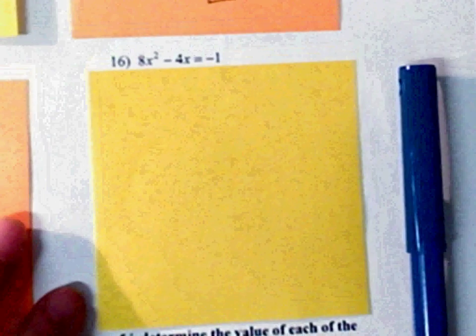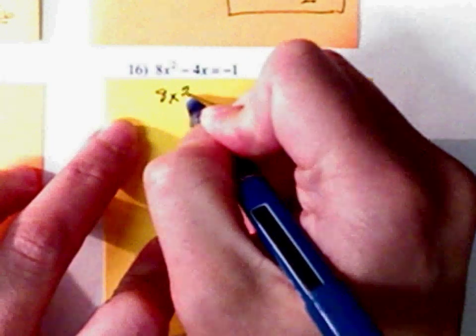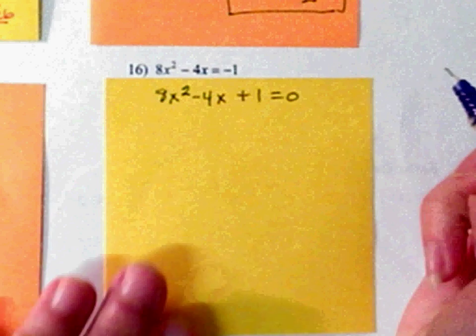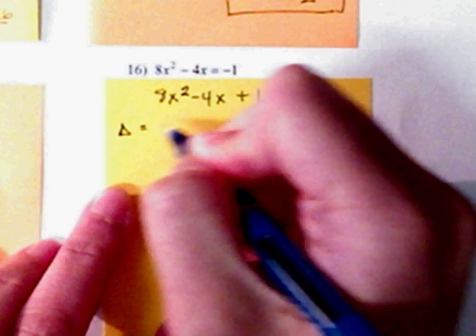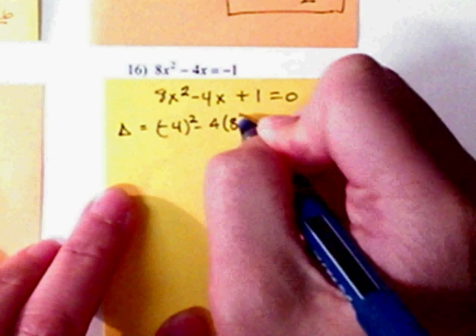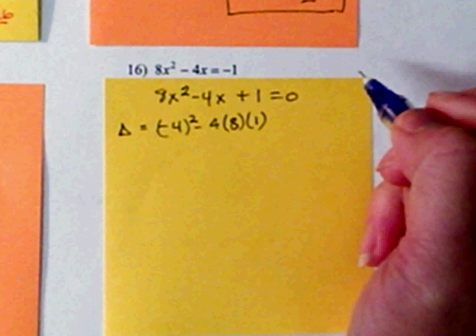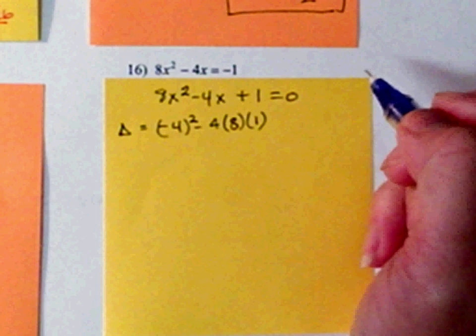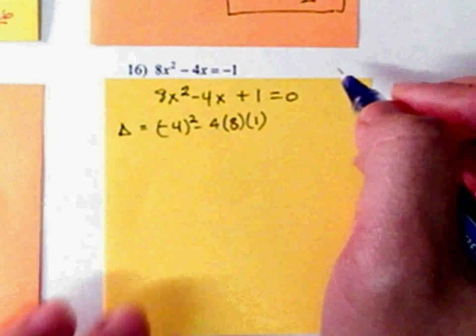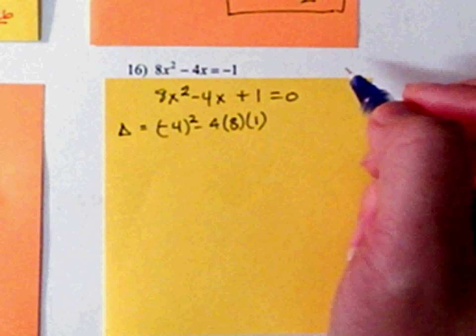Number 16. I'm going to move the 1 over. So my equation is 8x squared minus 4x plus 1 equal to 0. Okay. Take care of your delta. Negative 4 squared minus 4 times your a times your c. And that comes out to be negative 16.